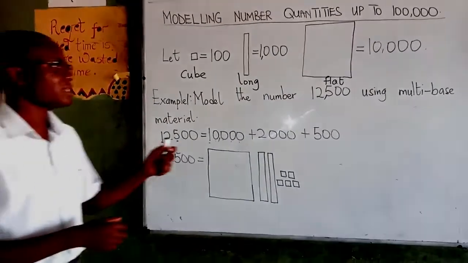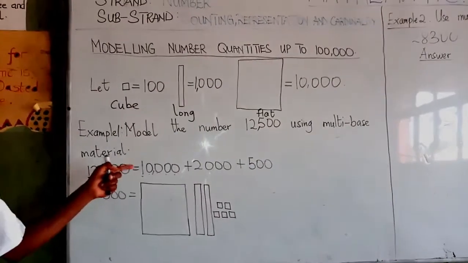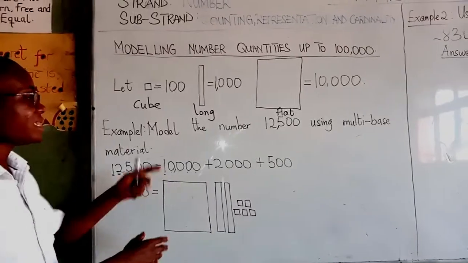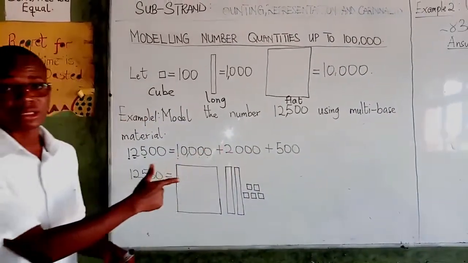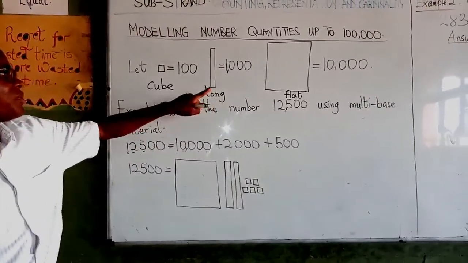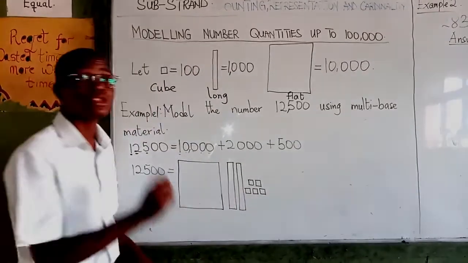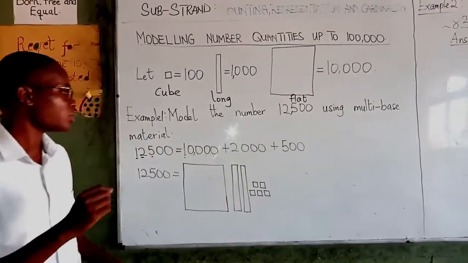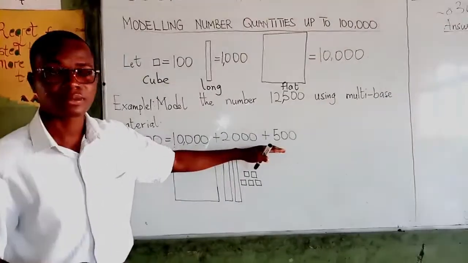Over here, you will notice that the flat over here represents 10,000. But we have 10,000 over here. So we just draw one flat cube to represent the 10,000. Then we move on to the second number over here, which is 2,000. When you compare it to the multi-base, you notice that 1,000 is represented by a long cube. So we draw two long cubes to represent 2,000. I hope you are following me. That's very good.